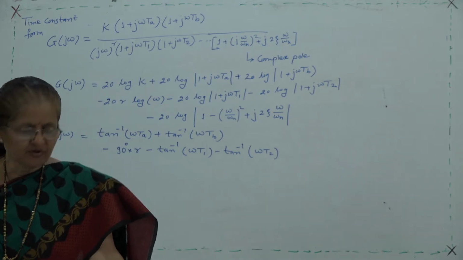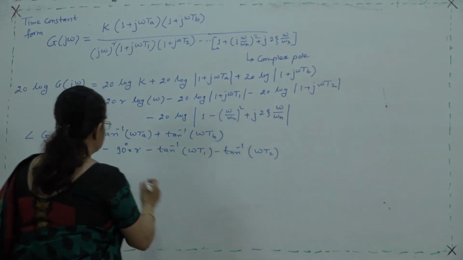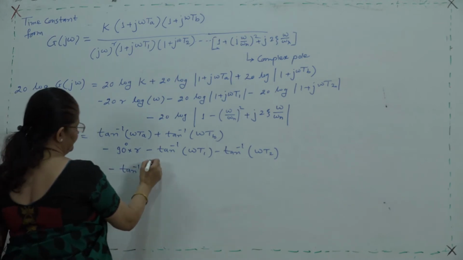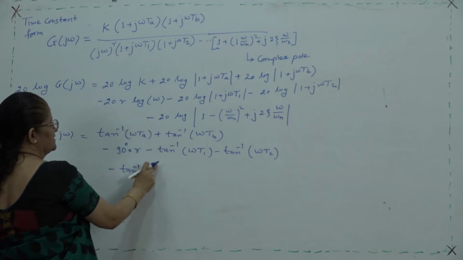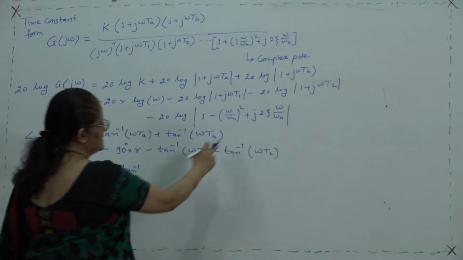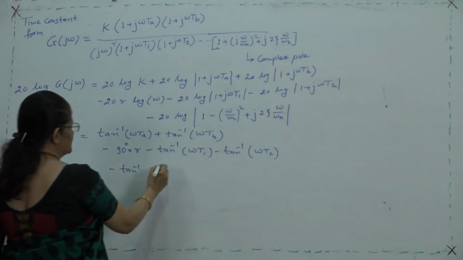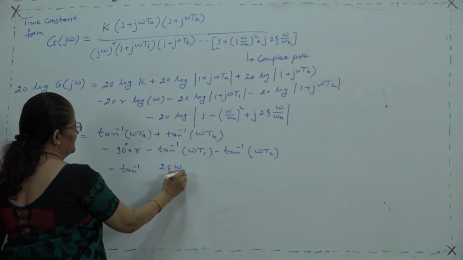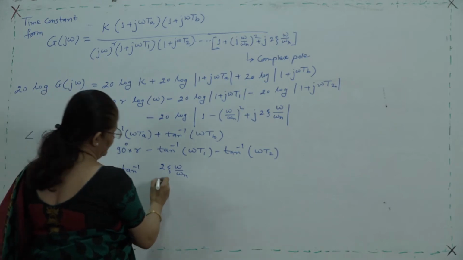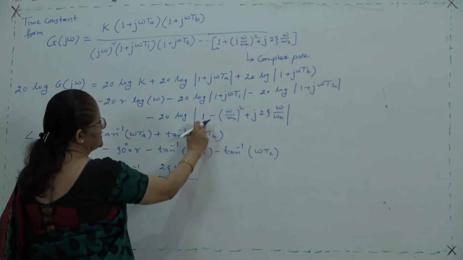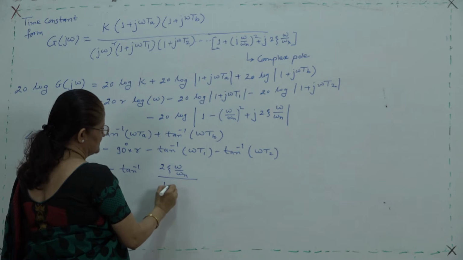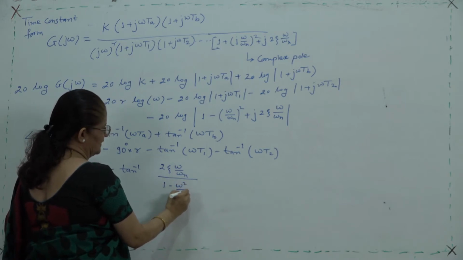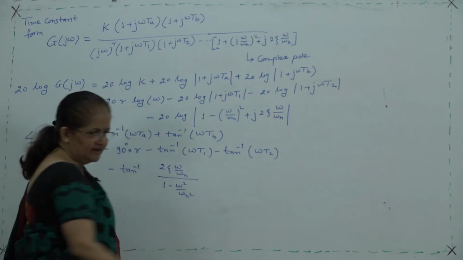And how will you write for the complex term? Minus tan inverse of imaginary term upon real term. So, what is the imaginary term here? The imaginary term is twice zeta omega upon omega n, upon what is it here? 1 minus omega square upon omega n square. So, simplify it.